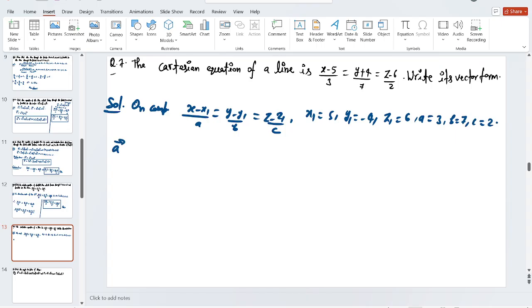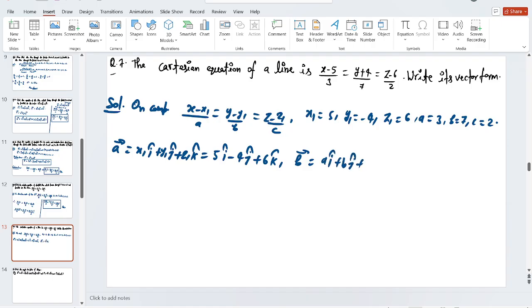Vector a equals x1 i cap plus y1 j cap plus z1 k cap. Using these values, we get 5i cap minus 4j cap plus 6k cap. And what is vector b? Vector b is a i cap plus b j cap plus c k cap. Using these values, we get 3i cap plus 7j cap plus 2k cap. Okay, so this is vector b.